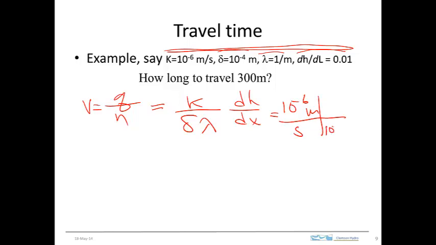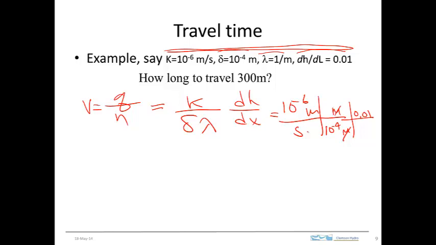The aperture is 10 to the minus 4 meters. The fracture density is 1 per meter, and the hydraulic head gradient is 0.01. So let's take a look at the units here. Those cancel, and we end up with meters per second, which is units of velocity, so that looks good.